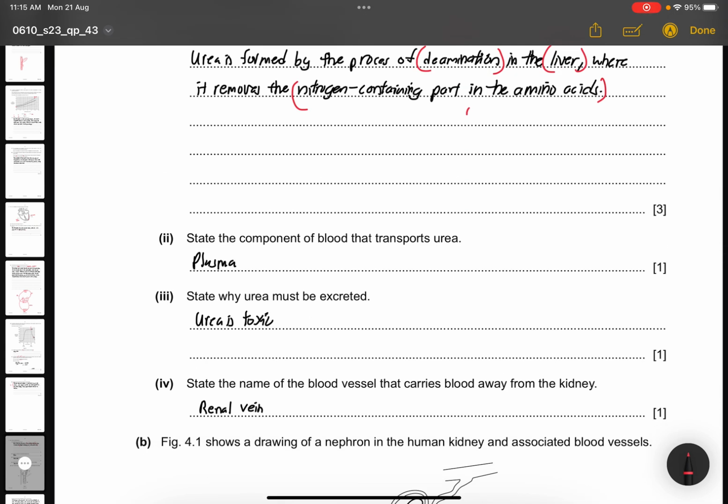State the component of blood that transports urea. Plasma. Remember, component of blood means that in our blood we have different kinds of components inside. So there's red blood cells, white blood cells, plasma, and platelets. And we know that plasma carries mostly water. So urea is also part of it because it's a liquid substance.